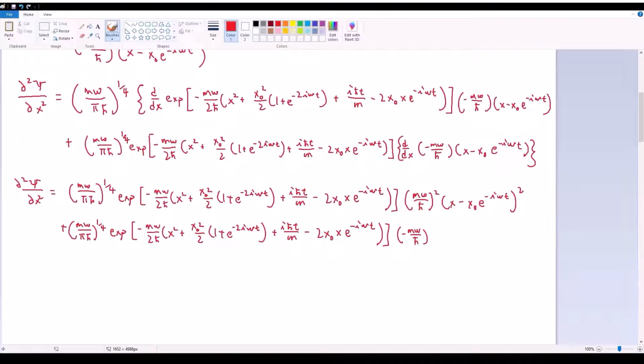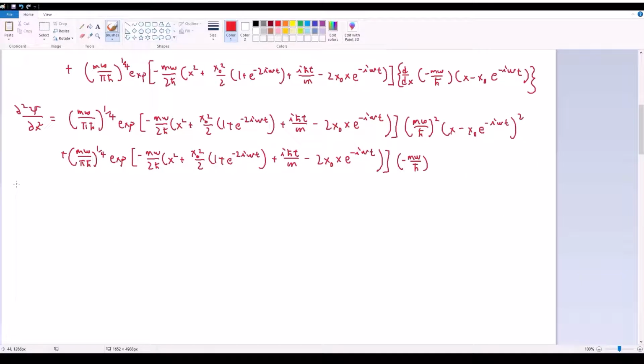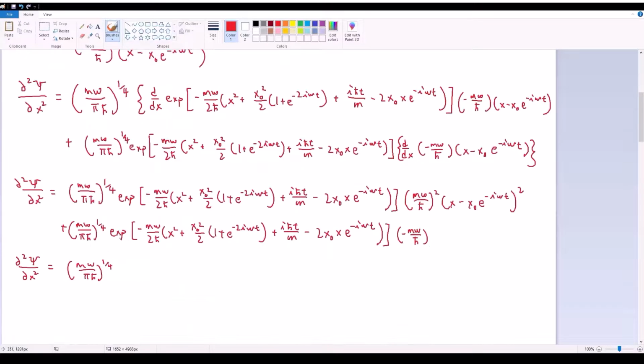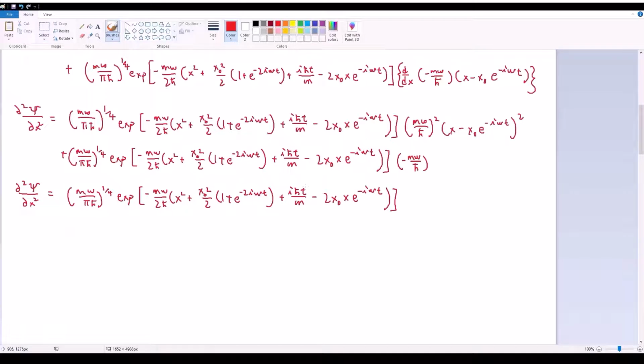And then we can use a bit of the distributive property here, and we get d²ψ/dx² equal to, and we can factor out (mω/πħ)^(1/4) multiplied by this exponential. And then we're going to be multiplying this by, let's see, the first term is going to be (mω/ħ)² times (x − x₀ e^(−iωt)) squared. And then at the bottom, we're subtracting mω/ħ.